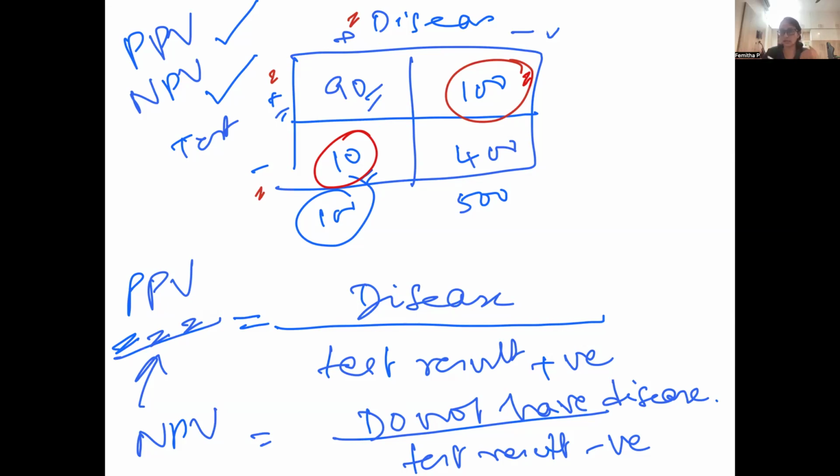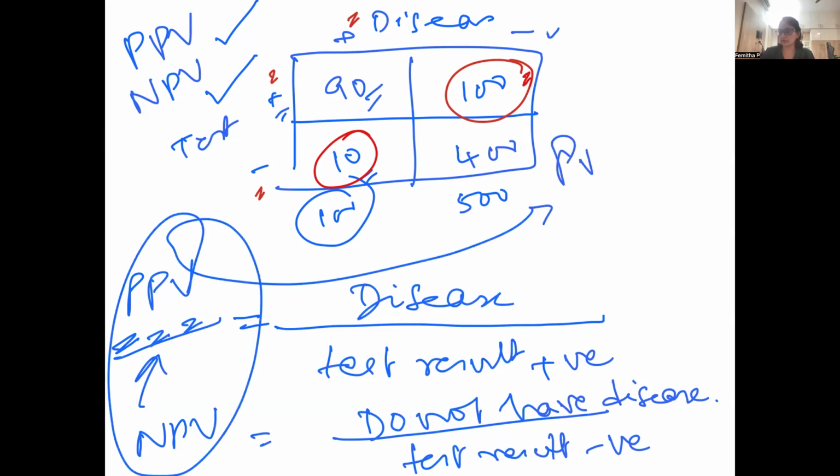And NPV, or negative predictive value, it makes sense, right? Negative predictive value, or the predictive value of a negative result, means that out of all those who have the test result negative, how many do not have the disease? Now, what's the big deal about having these two? Can't you just use sensitivity and specificity? Why we use PPV and NPV specifically is because both these things are dependent upon prevalence. That means in what kind of population you're doing the test matters for PPV and NPV.